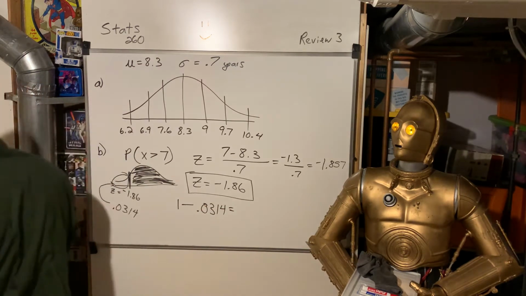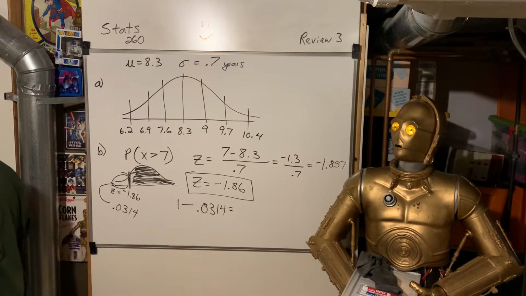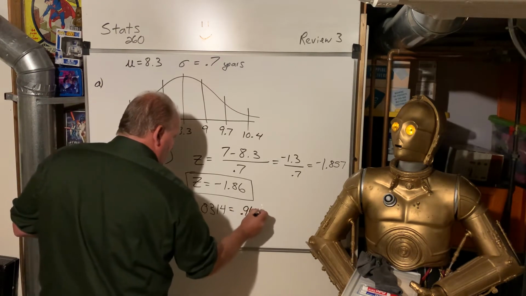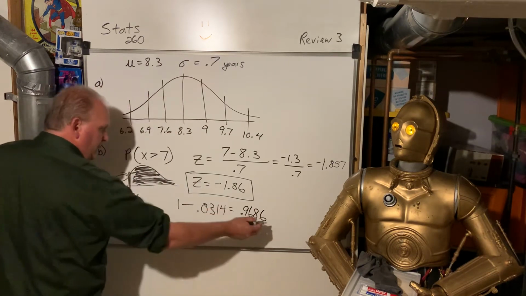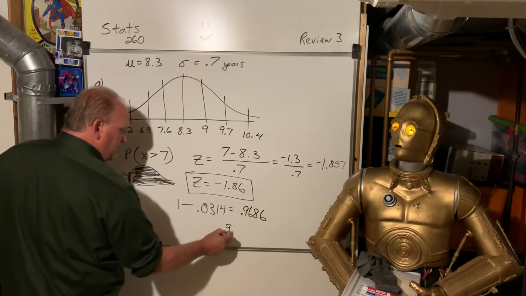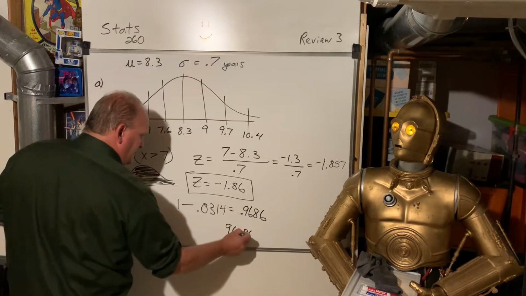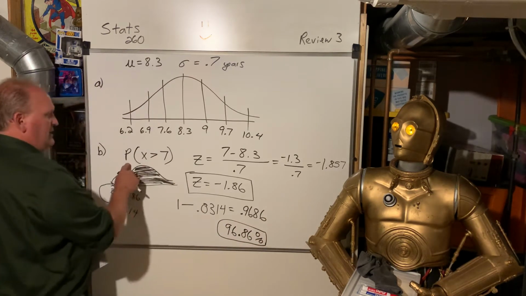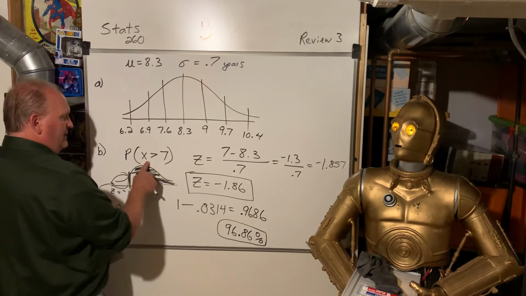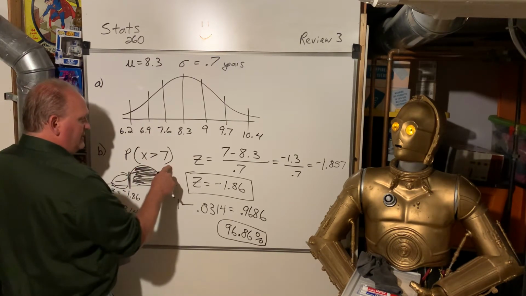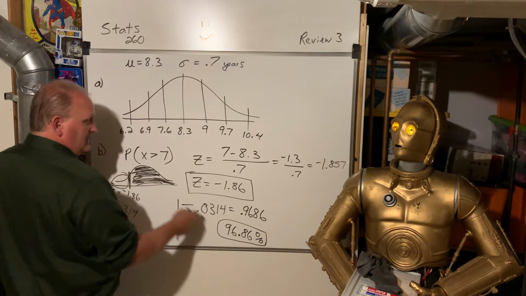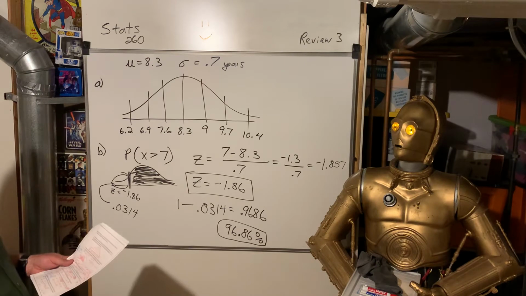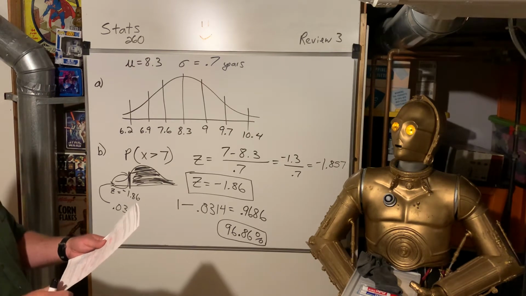All right, and that's going to give us our 0.9686. And then change it into a percent. So 96.86%. So the probability that you grab a car and it's greater than 7, there's a 97% chance of that. All right.